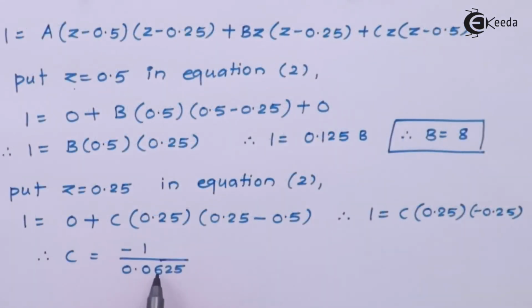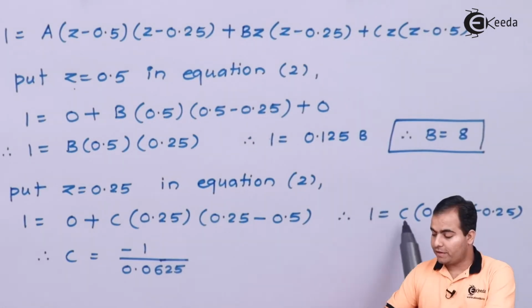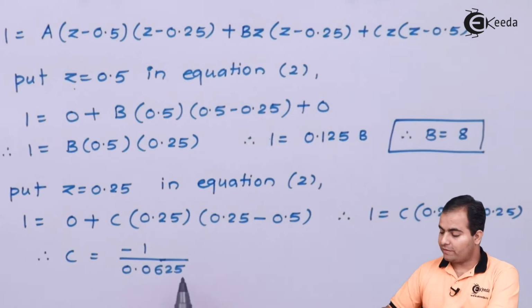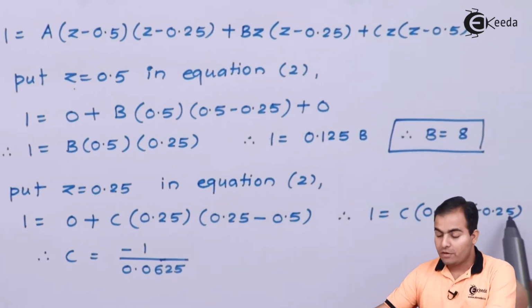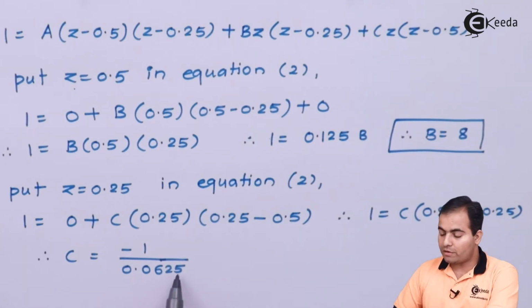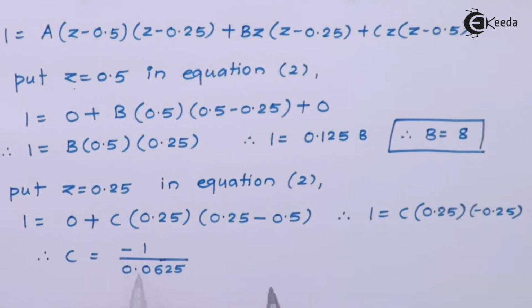Minus 1 upon 0.0625. We know that 25 squared is 625, but here the decimal dot is present exactly 2 digits before. That's why here also we have 2 digits before. So after multiplying 25 with 25, what will we get? 625, and shift this dot 4 digits before. So 1, 2, 3, 4, and here we have placed a dot. Now tell me the value of minus 1 upon 0.0625. So now my c value is minus 16.